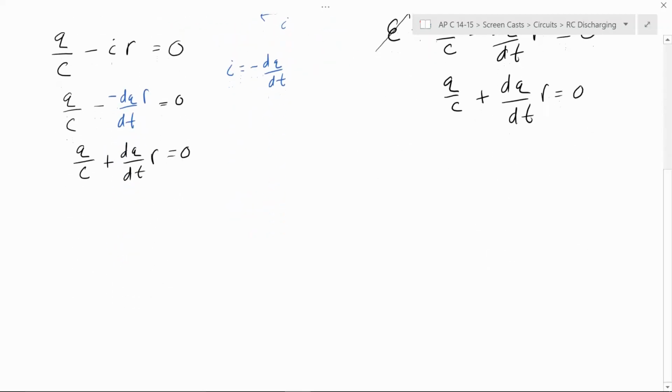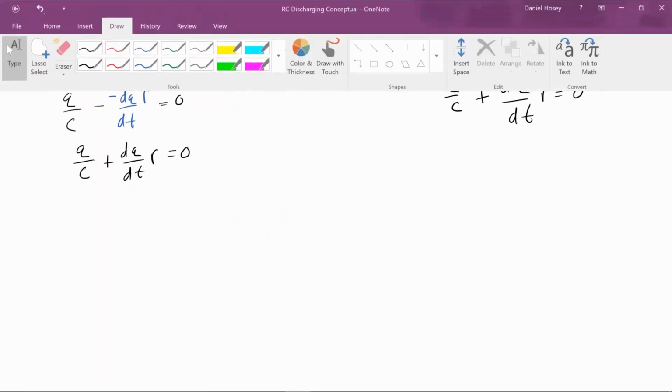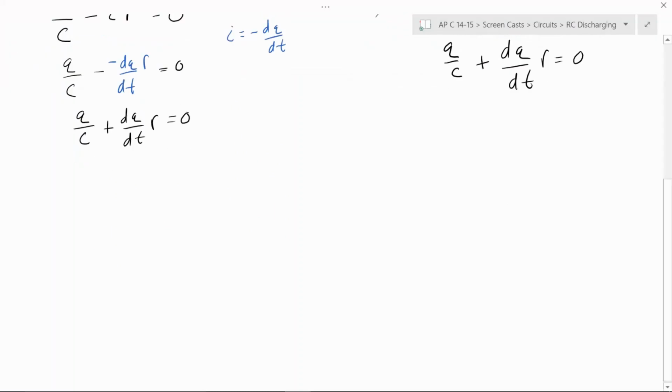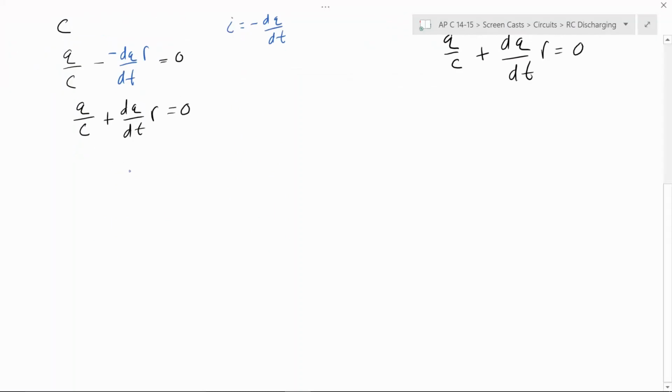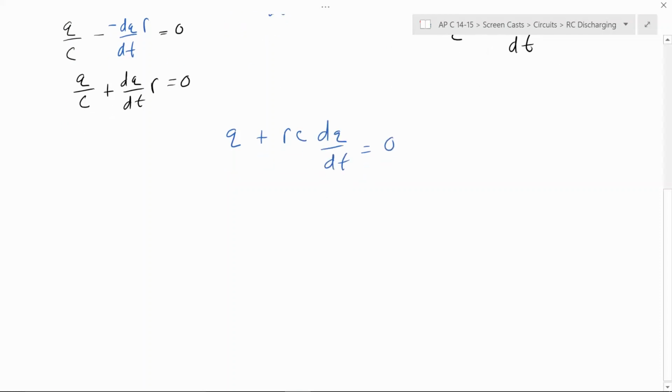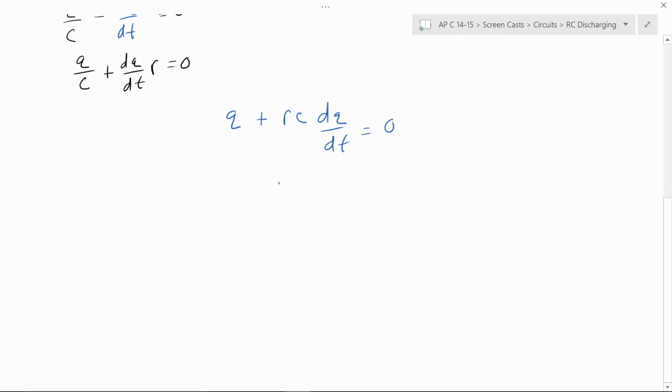So whichever way you choose to view the problem, we're going to play a similar kind of game to what we did yesterday. I'm going to choose to multiply both sides by C, and that's going to give me Q plus RC dQ dt equals 0. I'm going to bring the RC stuff over, so this becomes Q equals minus RC dQ dt, and now we're in a separation of variables situation.